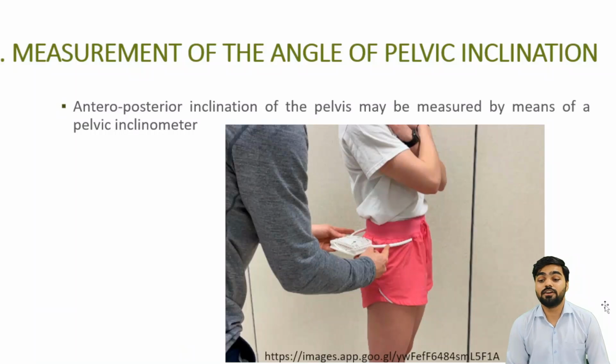Lastly, measurement of the angle of pelvic inclination. Anterior posterior inclination of the pelvis may be measured by a pelvic inclinometer. In the diagram, you are shown how the pelvic inclination has been measured.